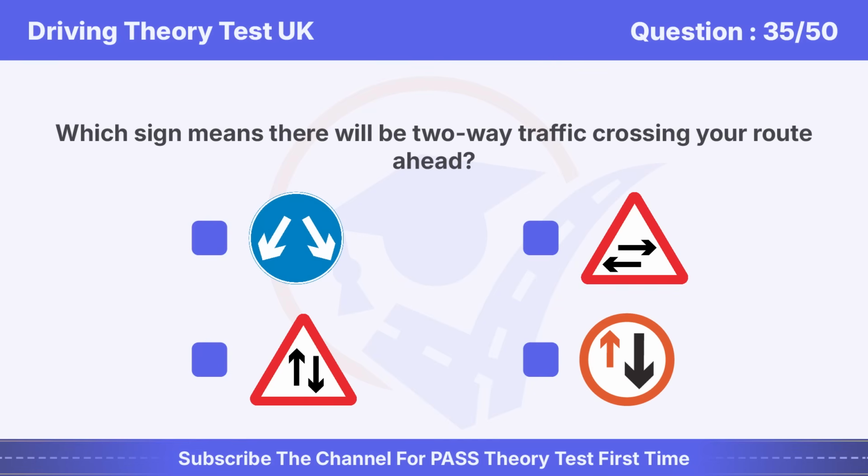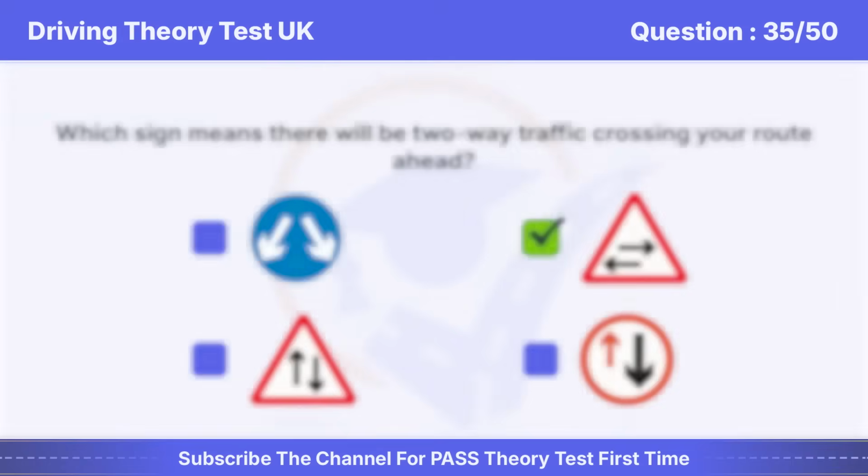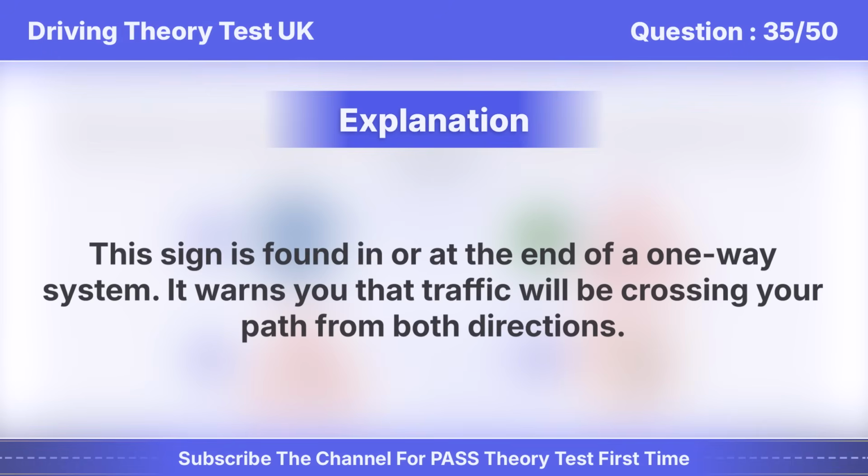Question 35. Which sign means there will be two-way traffic crossing your route ahead? Answer is B. This sign is found in or at the end of a one-way system. It warns you that traffic will be crossing your path from both directions.